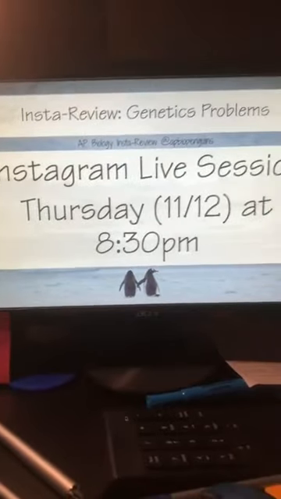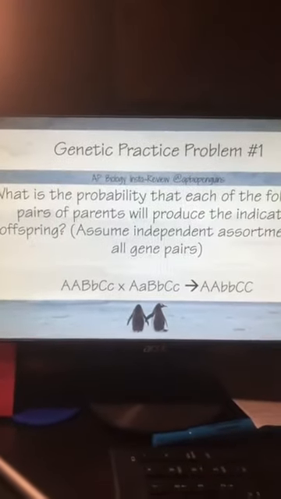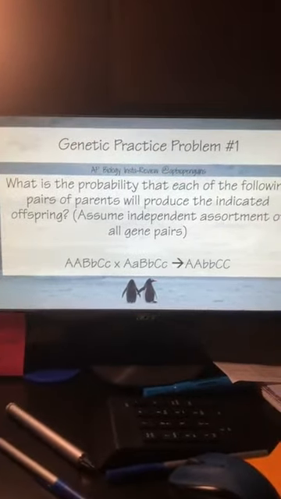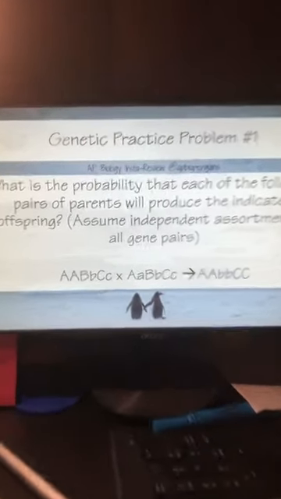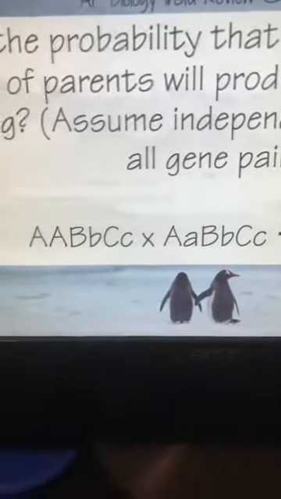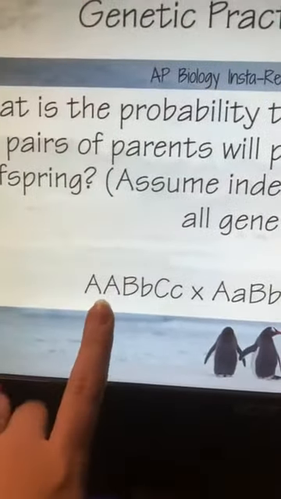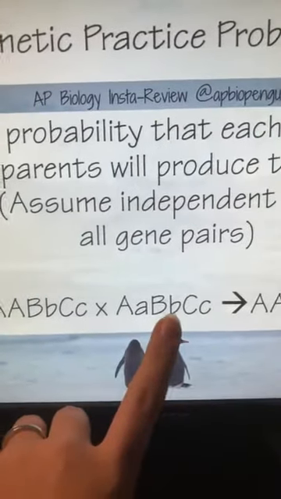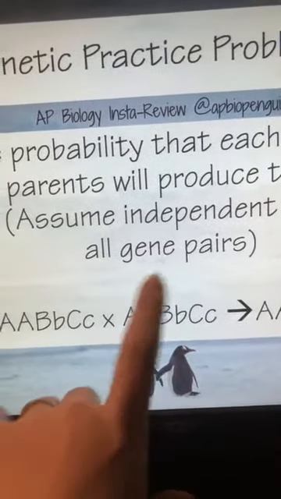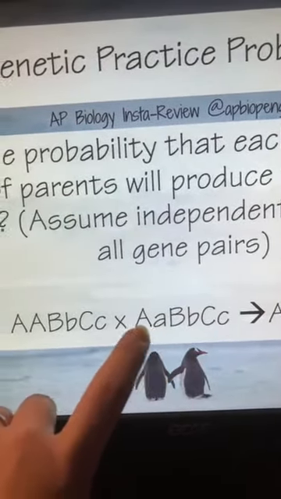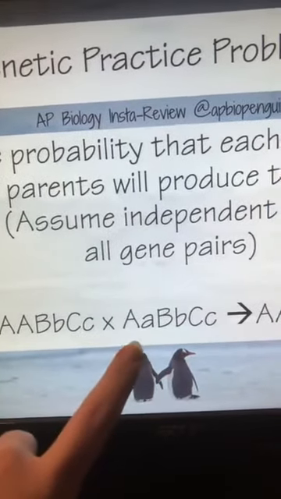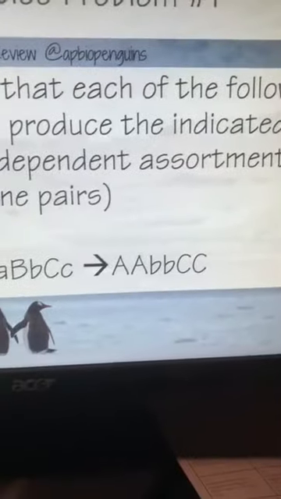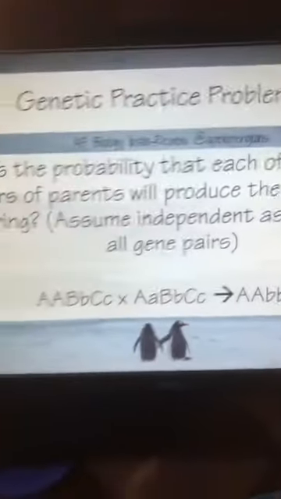Okay, so the first problem we had was: what's the probability of each of the following pairs of parents to produce the indicated offspring? What we have are these parents here. We've got a homozygous dominant, heterozygous for those traits, and then heterozygous, and heterozygous. You would call this one a trihybrid because it's a hybrid for three different characteristics. And we wanted to know what's the probability of getting that offspring from it.